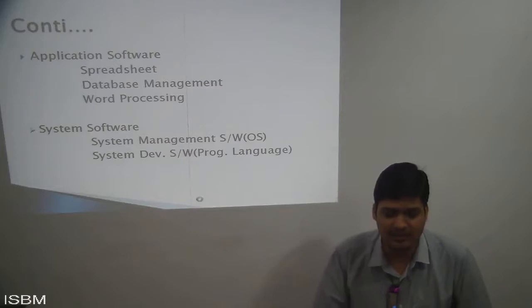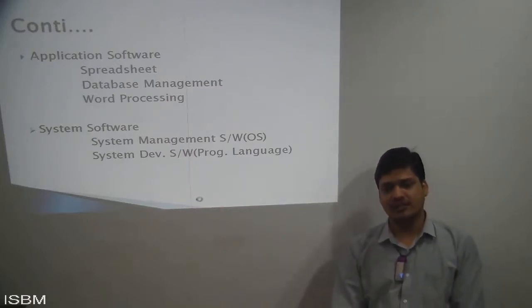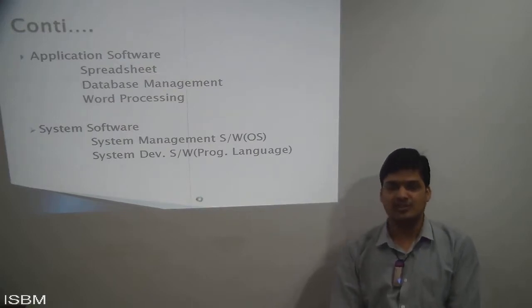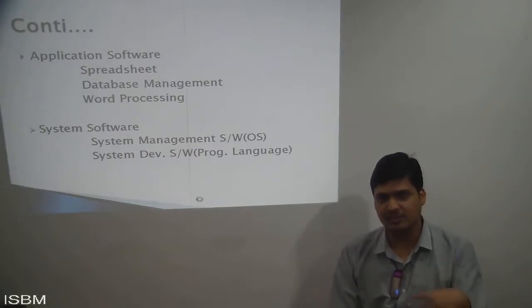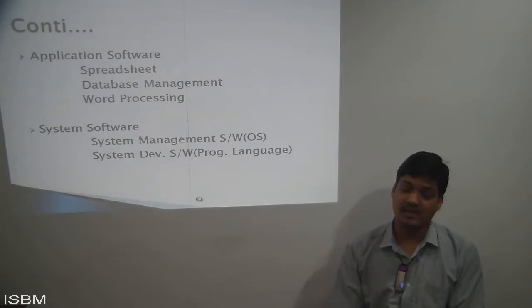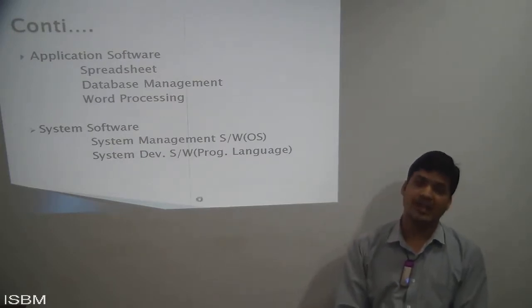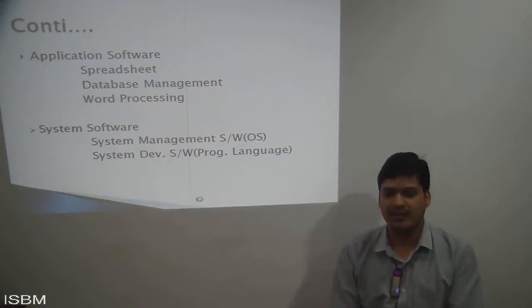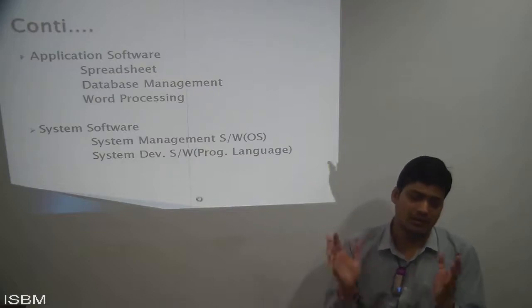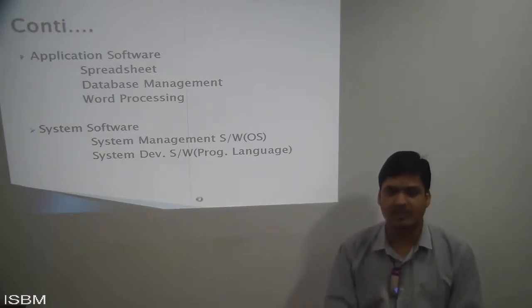Then system development software, nothing but the programming language. System development software includes assembly language and machine level language, which are basically used for the system. There are some other programming languages like C and C++. We have one chapter basically for programming languages, where we will explore more: what is C, what is C++, and some other languages also.